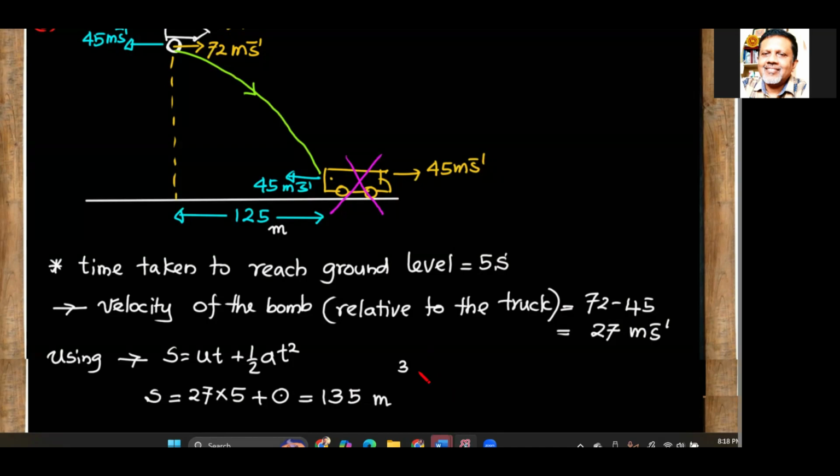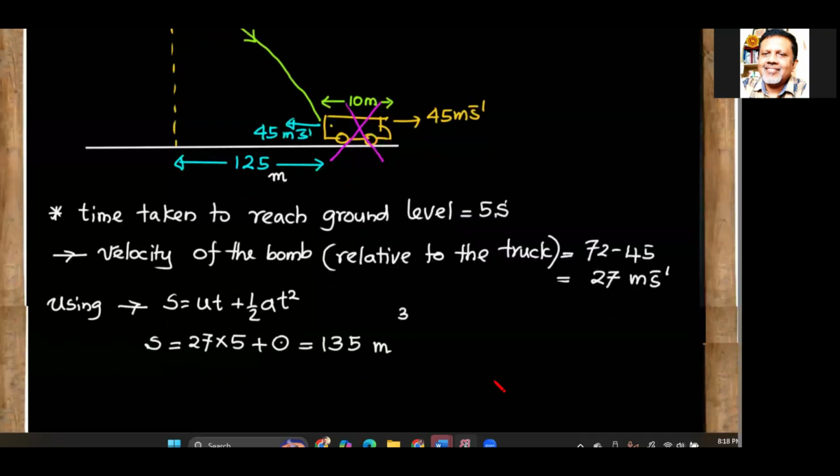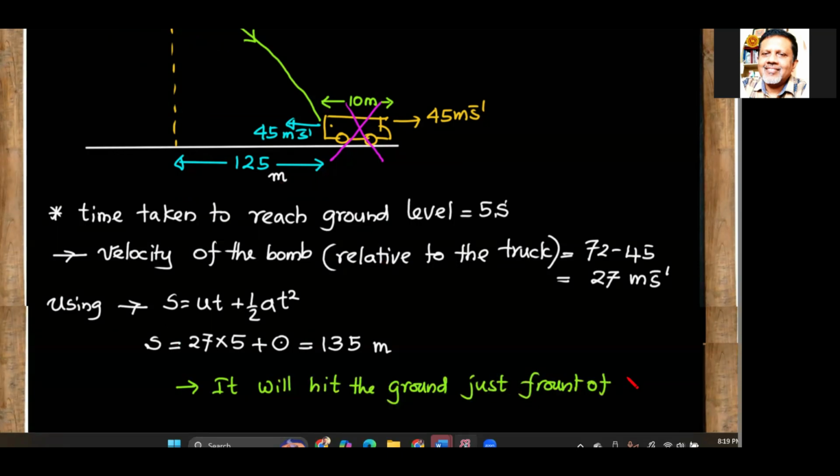So if you consider the length of the truck as 10 meters given, exactly it falls just in front of the truck, right? 125 and 10, 135. So we cannot exactly say, but at least we have to say something, right? We can say it will hit the ground just in front of the truck. So we can say something like that, right? Because the distance is 135.